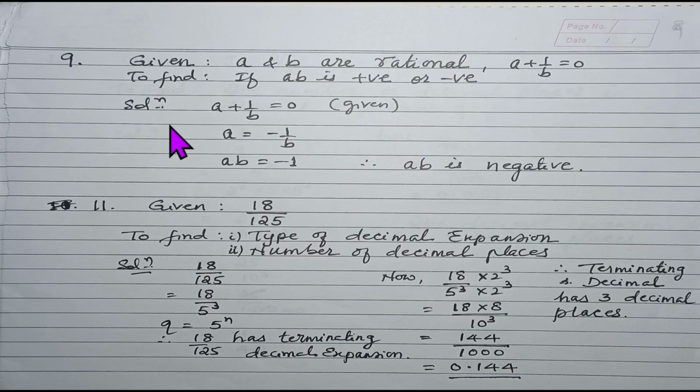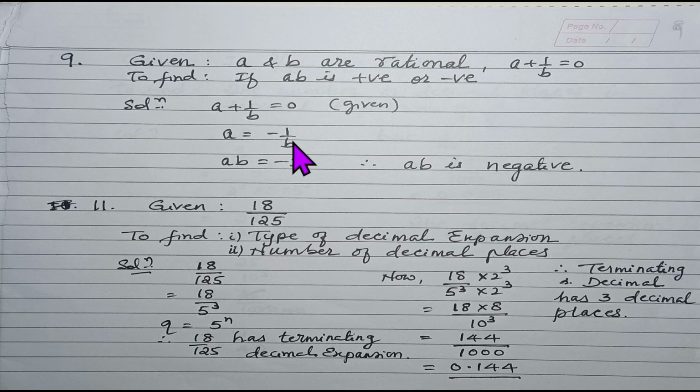Now this is another important example. We are given a and b are rational, a plus 1 by b is equal to 0. So a and b are rationals, and a plus 1 by b is equal to 0. We have to find whether ab is positive or negative. Now let us start with the condition given. a plus 1 by b is equal to 0. Taking, or rather I can take 1 by b to the right.